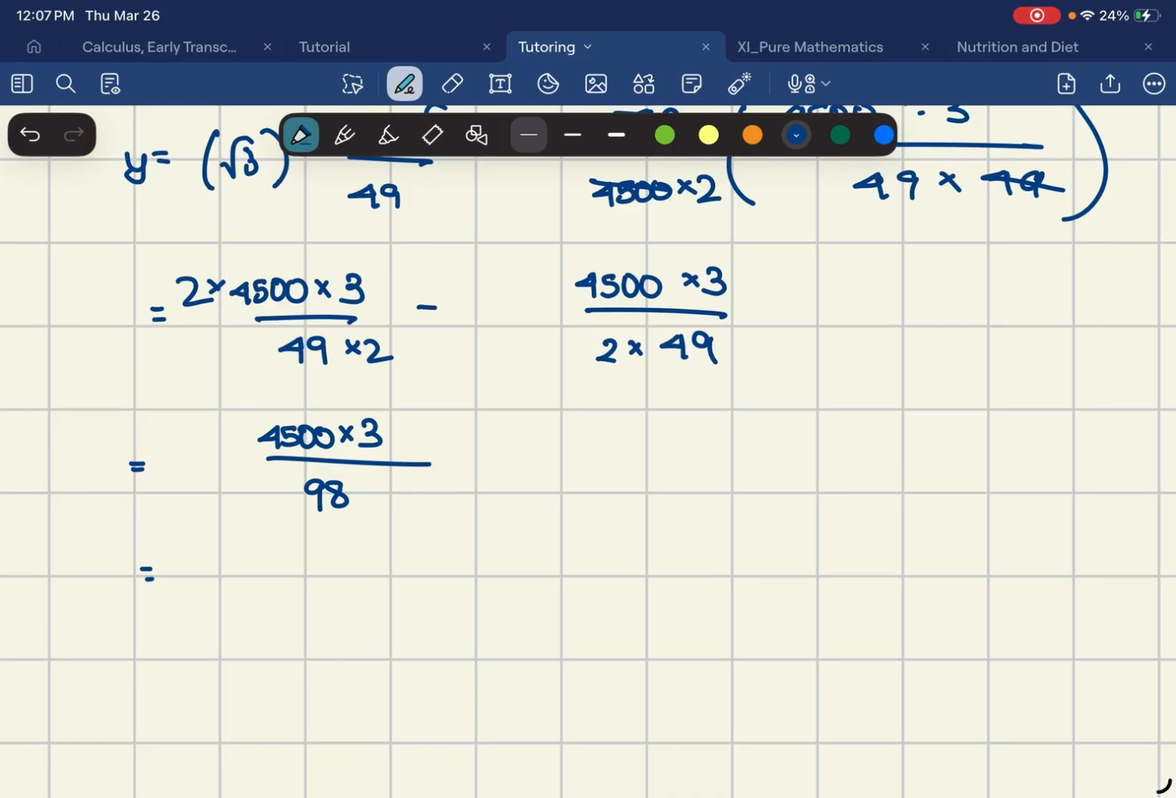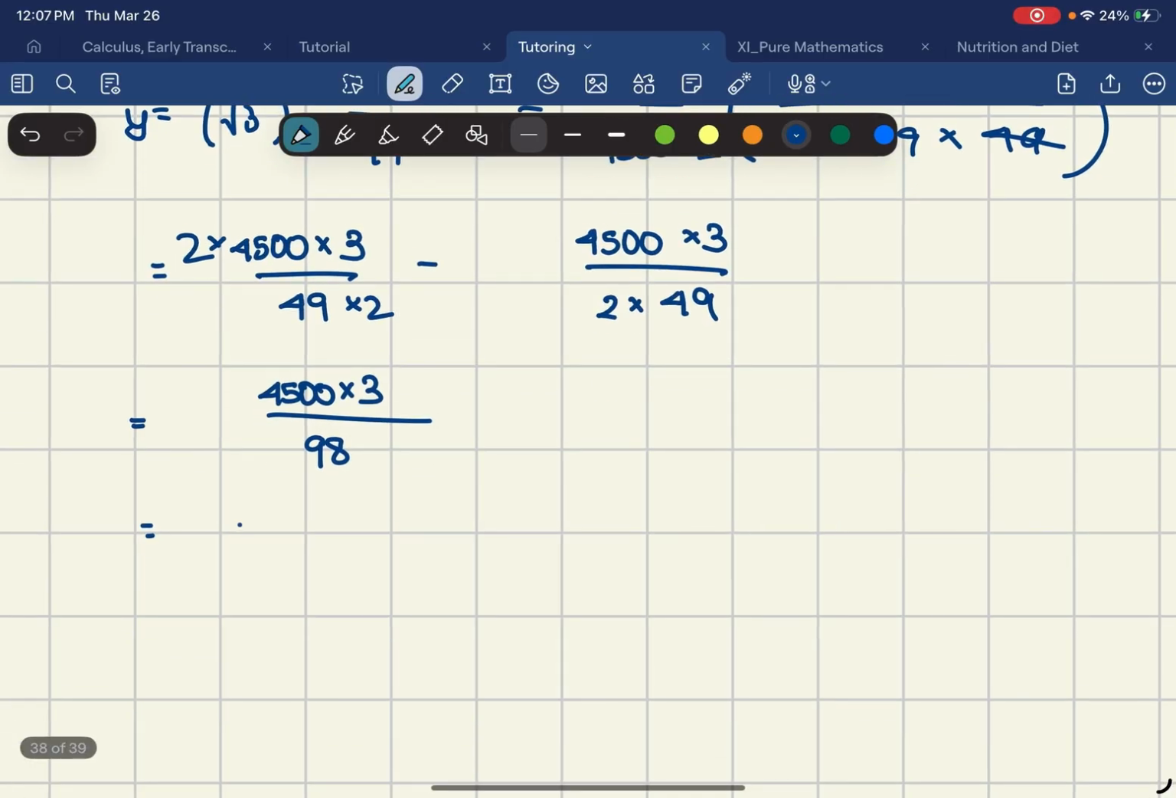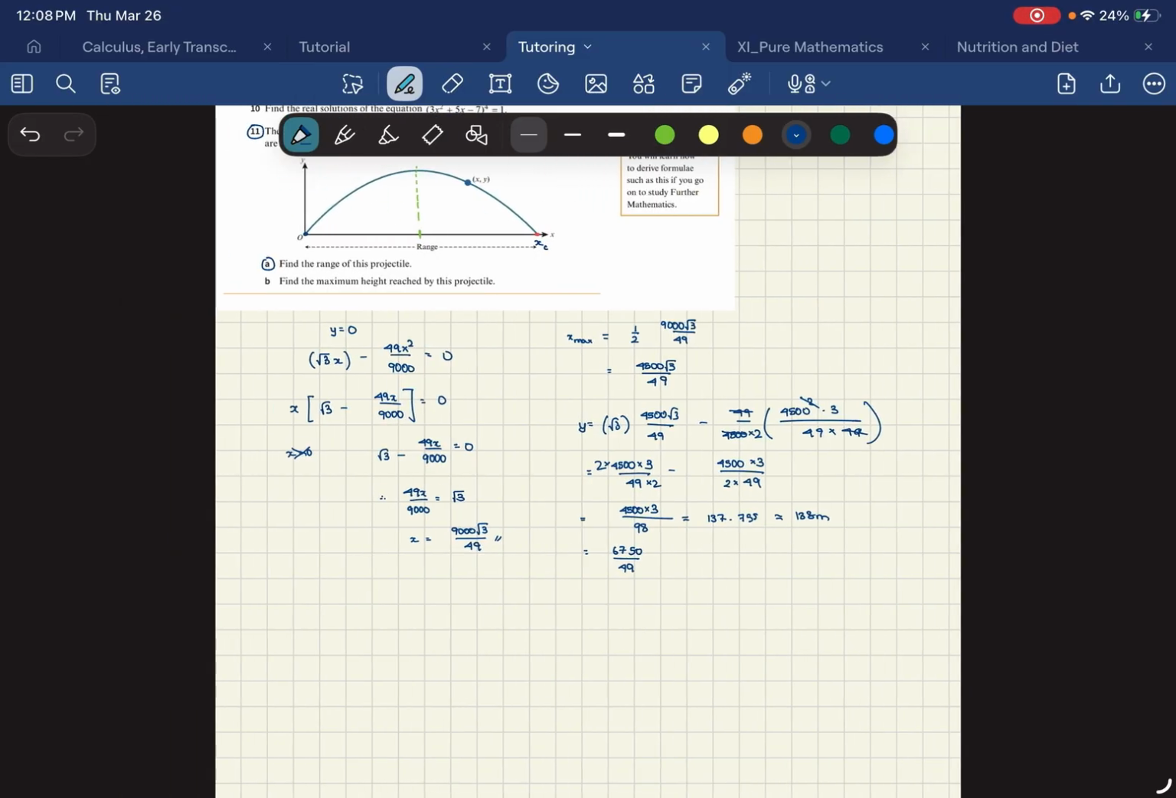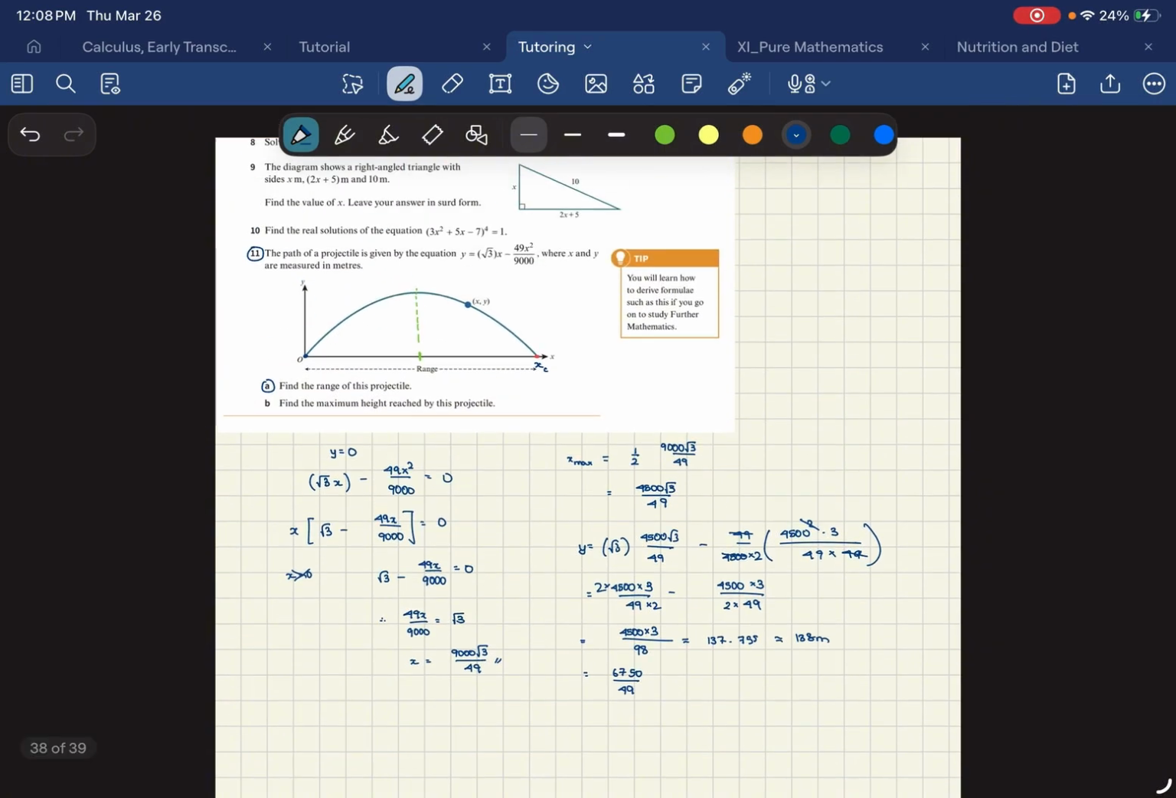And when you plug it into your calculator, if you want to write it as a fraction, that is 6,750 divided by 49, which is the same as 137.755, or approximately 138 meters. So that is going to be the maximum height reached by this projectile.